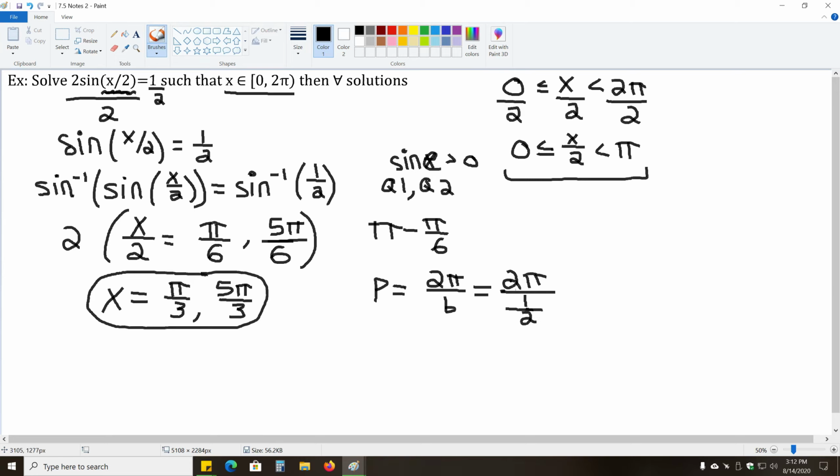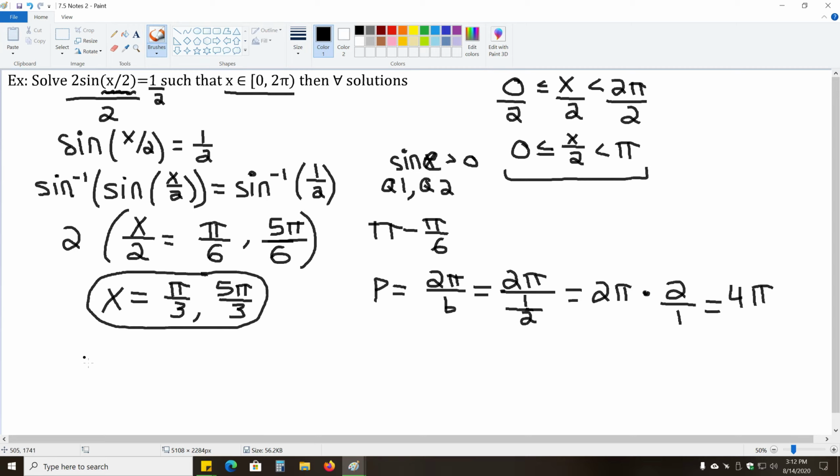So simplifying this, we get 2 pi, and instead of divided by 1/2, we'll change it to multiplied by 2 over 1. So we get 2 pi times 2 is 4 pi. The period of this problem is 4 pi. So every time we travel a distance of 4 pi, we get the same answers.